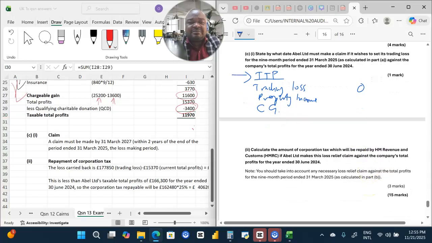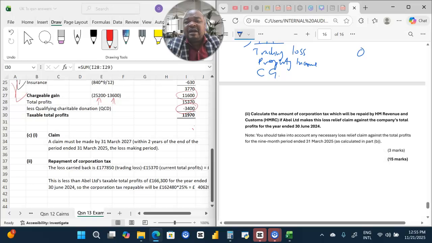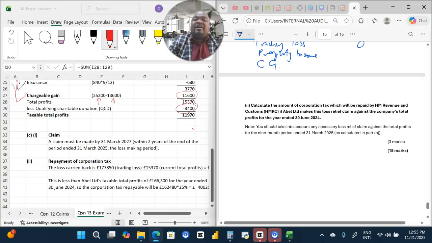So that was a 1 mark, isn't it? Calculate the amount of corporation tax which will be repaid by HM Revenue and Customs, HMRC, if Apple Limited makes this loss relief claim against the company's total profits for the year ending 30 June 2024. You should take into account any necessary loss relief claim against the total profits for the 9 months period ended 31 March 2025. So obviously here again we are being given some further tips on how to treat these things.